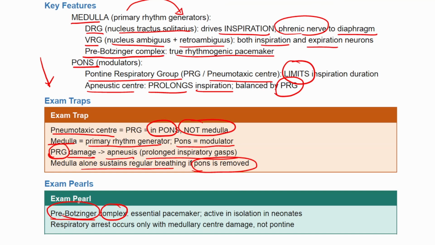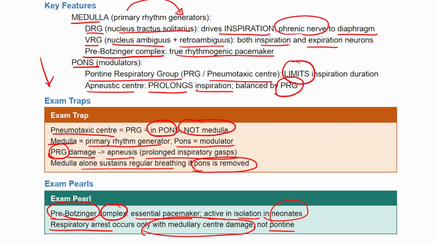The pre-Botzinger complex is so robustly hardwired as an essential pacemaker that it remains highly active even when completely isolated in a neonatal tissue preparation, proving its standalone autonomy. It means that even if it is removed from the body, it can generate automatic rhythm, which we would also see in the case of the pacemaker of the heart. And in severe head injuries or herniation syndrome, respiratory arrest occurs only with medullary center damage, not pontine.